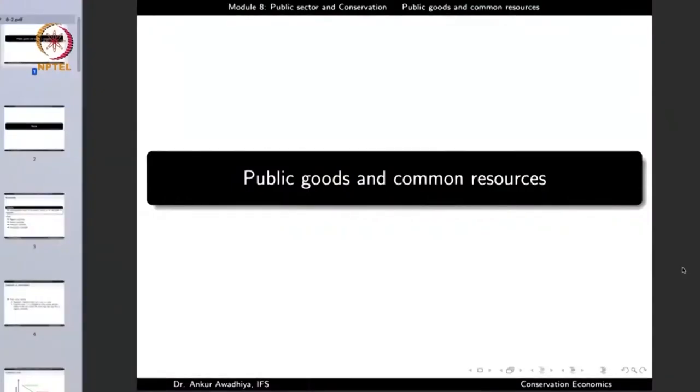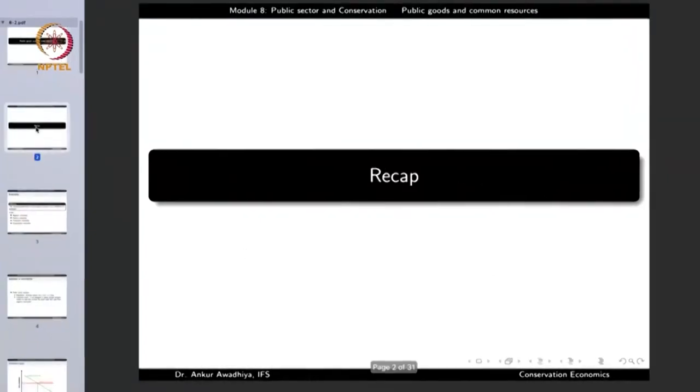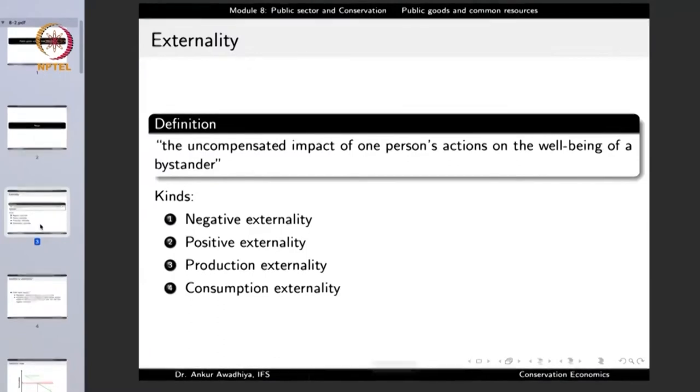Namaste. We carry forward our discussion on public sector and conservation, and in this lecture we shall explore public goods and common resources. Let us begin with a recap. We saw that externality is the uncompensated impact of one person's actions on the well-being of a bystander. Now, externality is going to be a very important factor in this lecture as well.